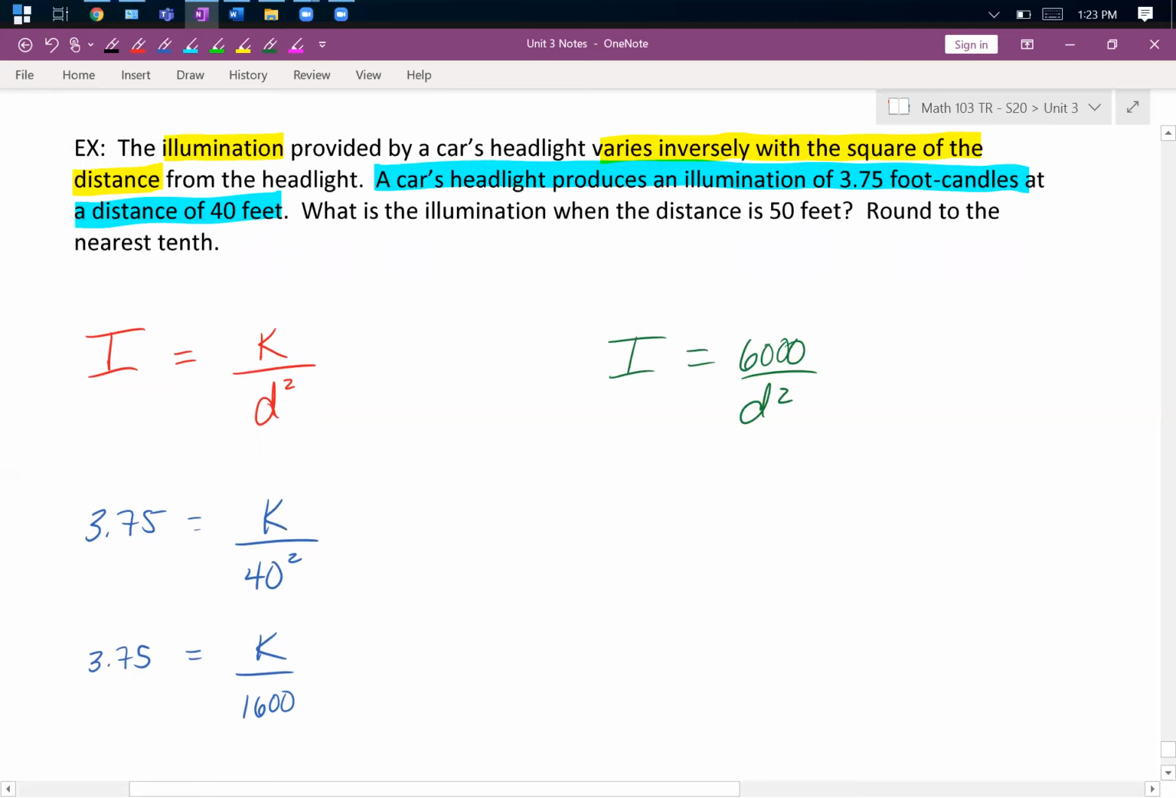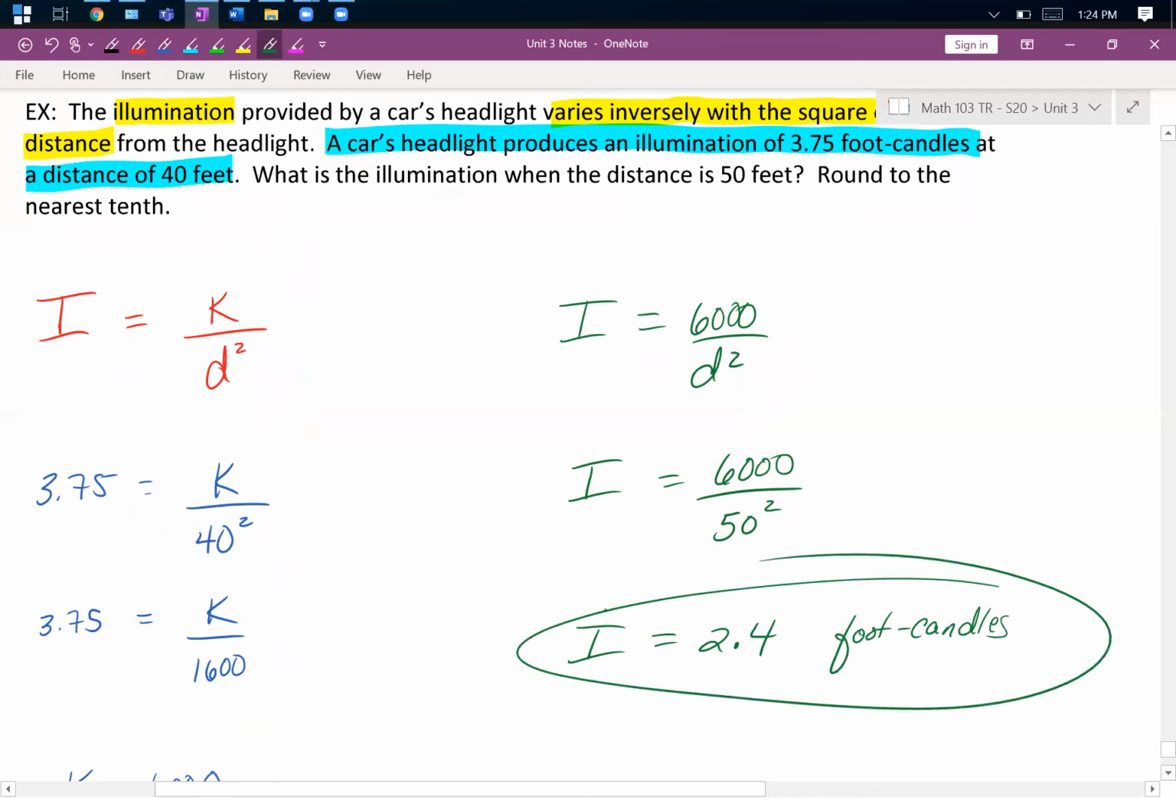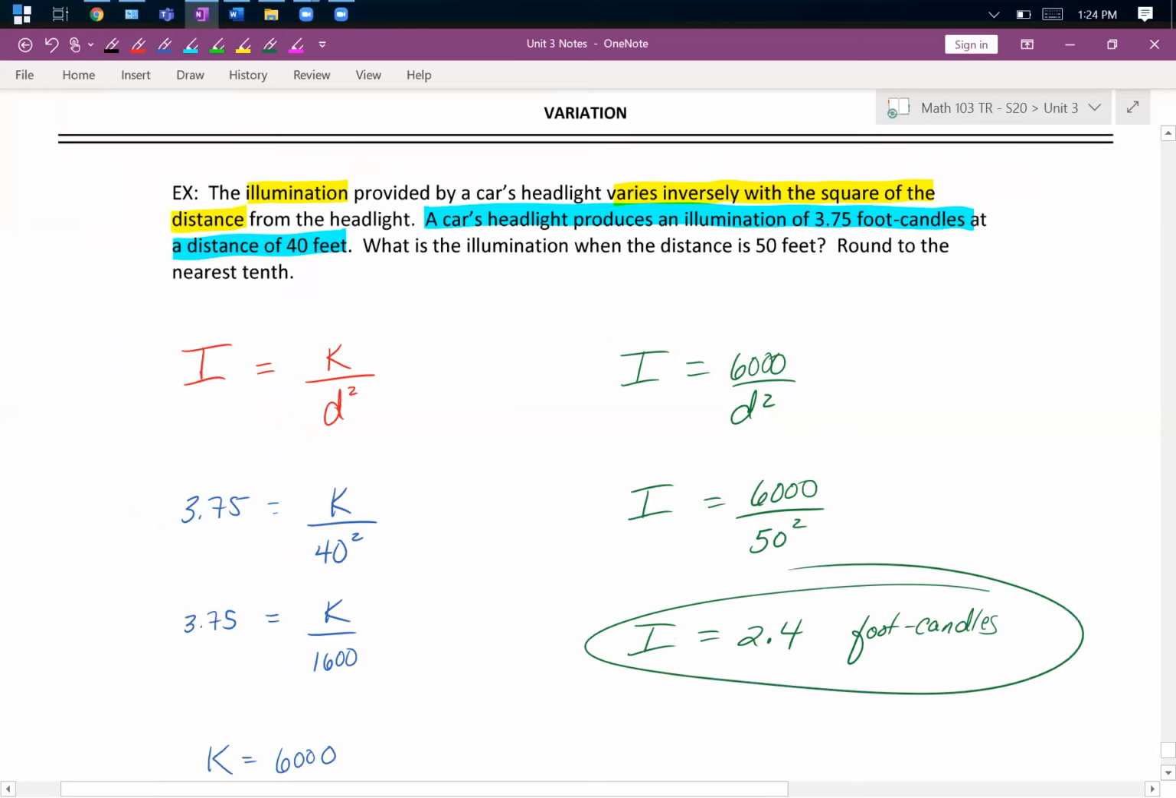And we want to figure out what is the illumination when the distance is 50 feet. So we're plugging in 50 for D, and we end up with 2.4, in our unit, foot candles. Which, yes, that is a real unit of measurement. And that's it on variation. Any questions, anybody?